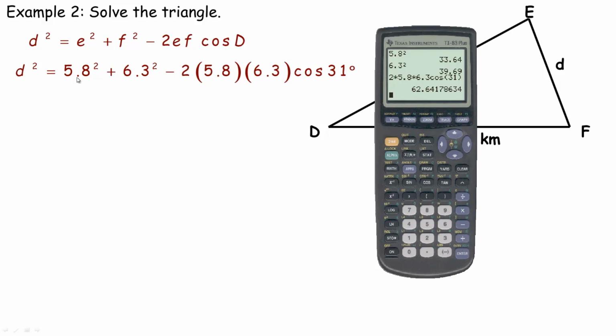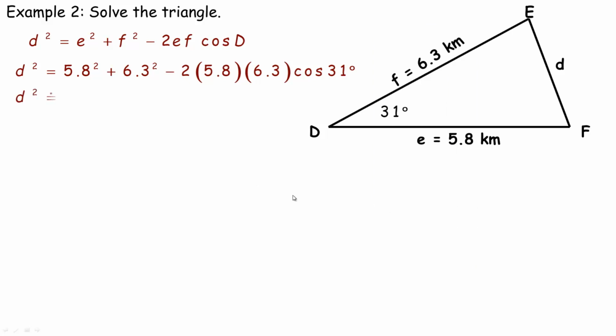So it's the 33.64 plus the 39.69 minus the 62.64 number. Minus the 62 point, a couple dozen places would be good enough. So 10.69 in my PowerPoint. I guess I did keep a little more, so 10.688. That would round to 9.